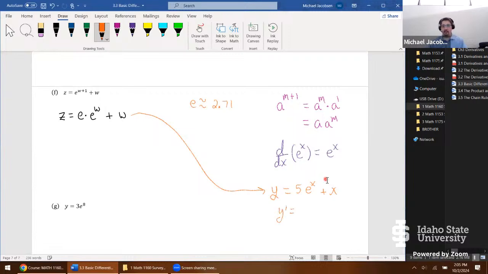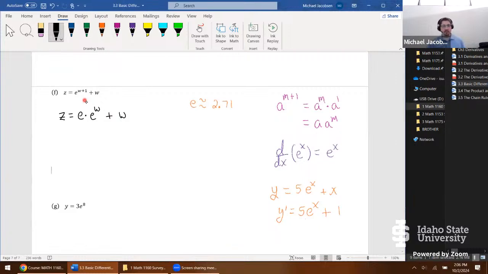y prime would have been, first, that's a constant multiplying the exponential. So it'd be 5 times the derivative of e to the x, which is just e to the x by the formula right above. Then we differentiate plus x. That turns into just a plus 1. That's not the answer over here, but it helps us think about how to get this answer. Any questions down here, folks, with that analogy derivative? Okay, well, keep this in your mind's eye as we differentiate this one.